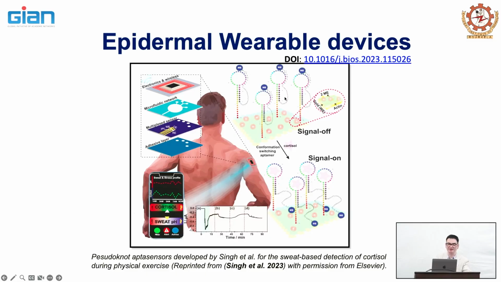Next example we have is that of a multi-layered epidermal device. Does anybody remember this? This is where you have the electronics on the top, and then you have a microfluidic network so that you can bring in your reagents, distribute it, and then it goes down. This is your layer which has got your reference, working and counter electrode, and then this is your adhesion layer which sticks to the body here, right?